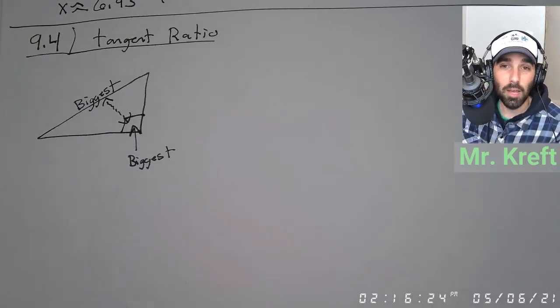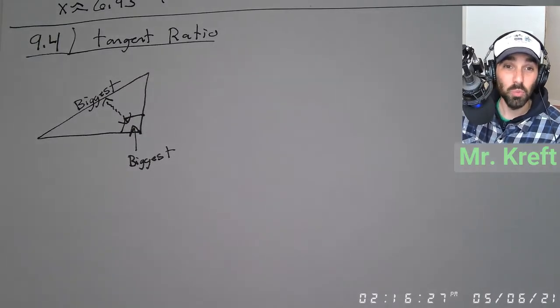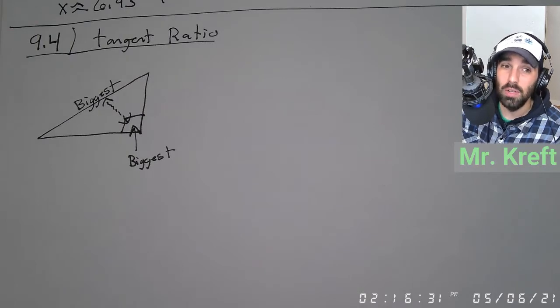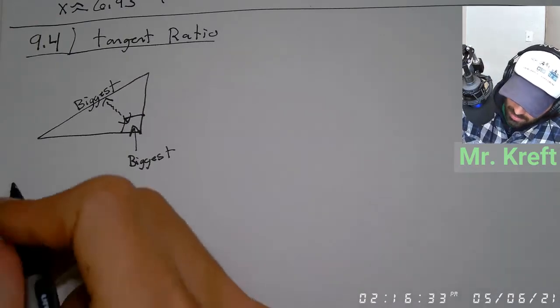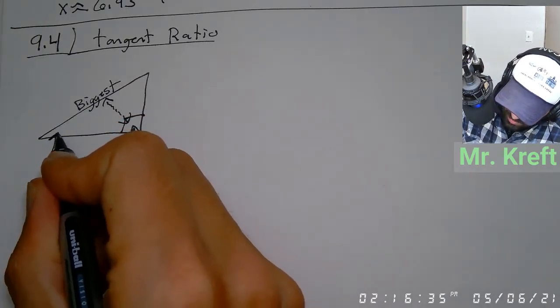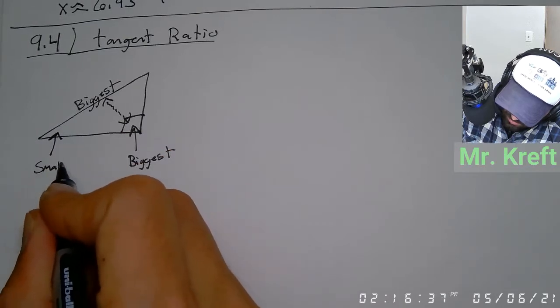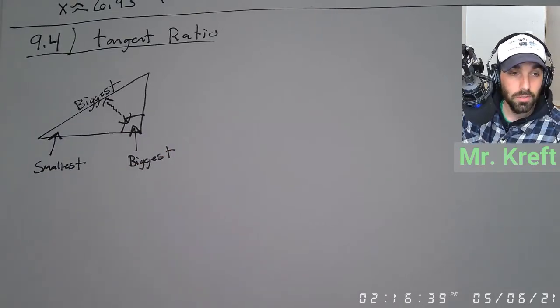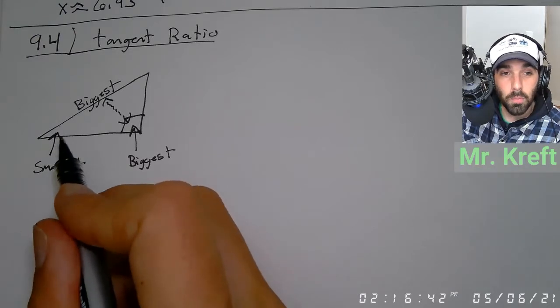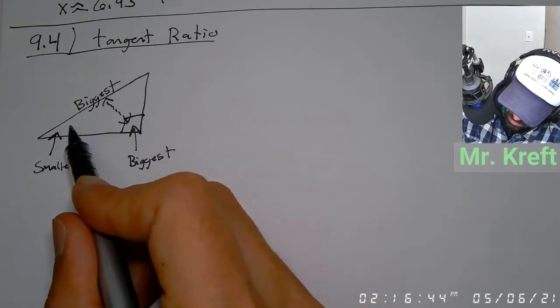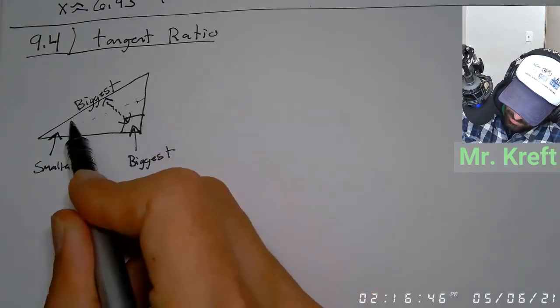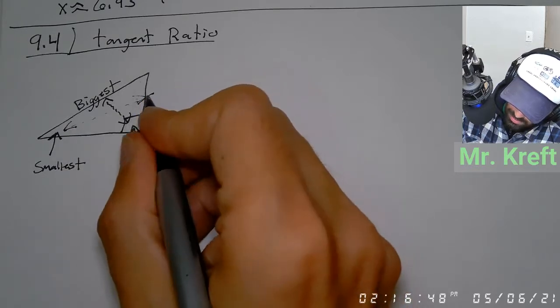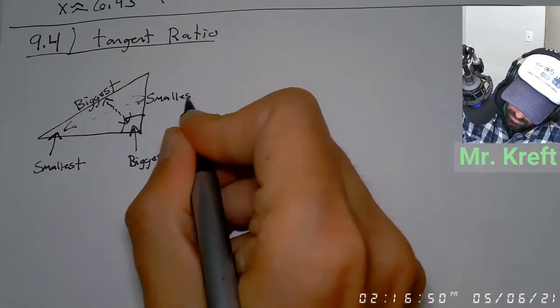Okay, but we're going to take that one step farther today and see that there's this really cool relationship. In fact, there are several cool relationships with right triangles. And that says, okay, let's say this is the smallest angle. So if this is the smallest angle in the triangle, then that would imply that the side furthest away is the smallest.